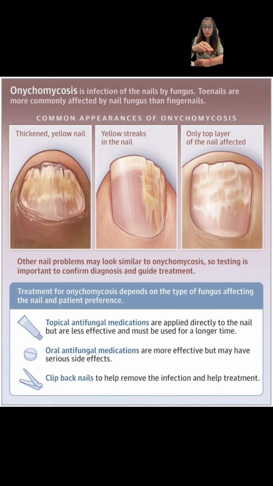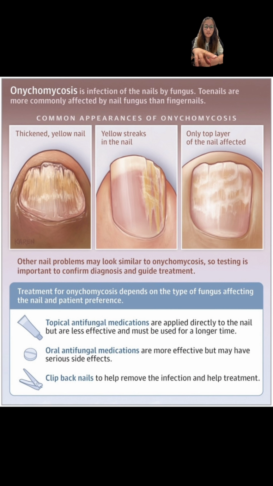So you can see in the picture that onychomycosis is an infection of the nail by a fungus. Where does fungus usually survive? In warm, moist environments, right? So toenails are most commonly affected by nail fungus rather than fingernails.